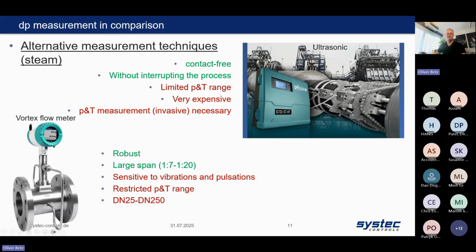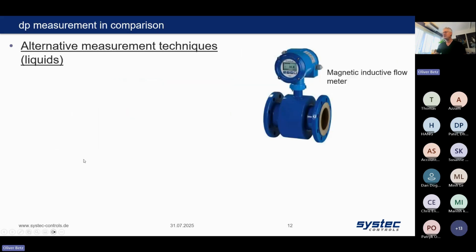And as every time for flow meters where you have the body with the flow meter, for sure, the bigger the diameter, the higher the price. The price of a vortex flow meter, I would say, is similar to a Venturi measurement. For smaller diameters, it's affordable. For bigger diameters, it's getting more expensive. Okay, let's look at liquids.